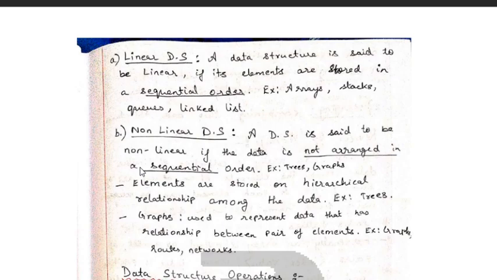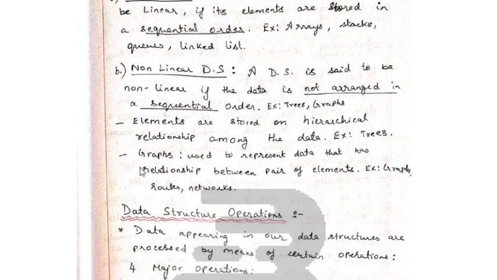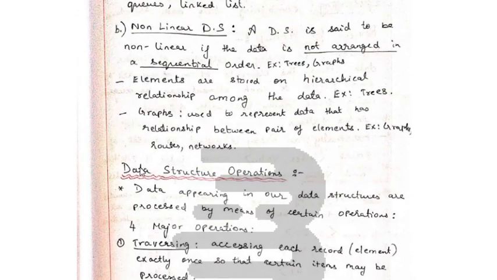A non-linear data structure is said to be non-linear if the data is not arranged in a sequential order. The examples of non-linear data structures are trees, graphs, and so on. Elements are stored in a hierarchical relationship among the data. For example, trees store hierarchical data, and graphs are used to represent data that has relationships between pairs of elements, for example, routers and networks.